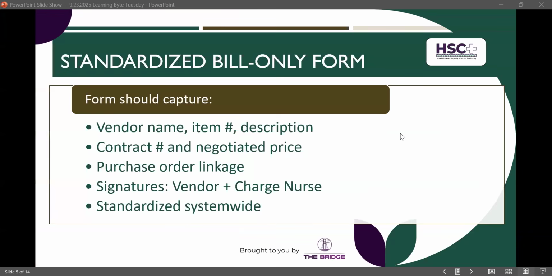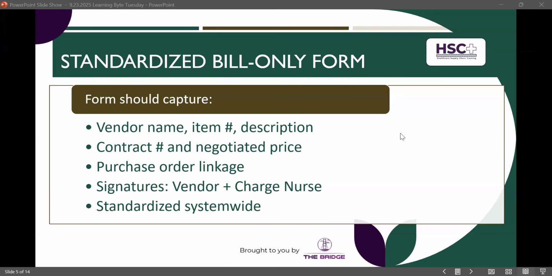So I really want to share with you guys a standardized bill only form that I created years and years ago and literally have brought from workplace to workplace to workplace. And I want you guys to be able to use it and make it standard work within your health system. The form itself should capture vendor name, item numbers, descriptions, contract numbers, negotiated price, purchase order linked to it, signatures of the vendor, the charge nurse, everyone's agreeing, some kind of standardized form that's system wide, right?